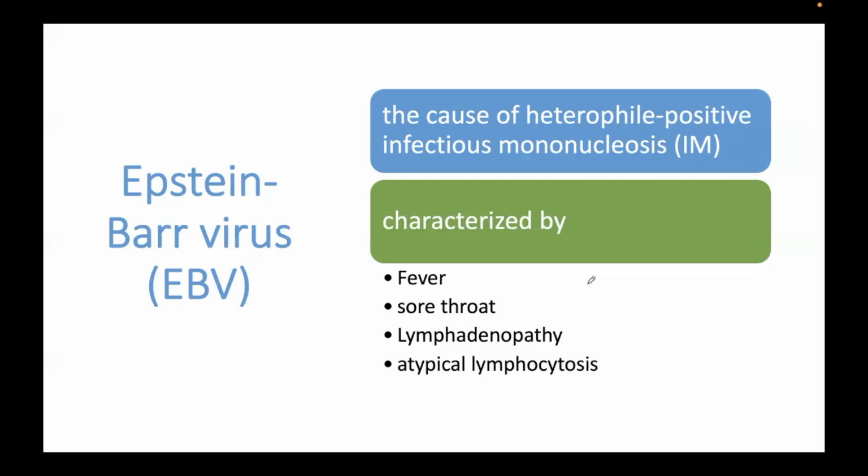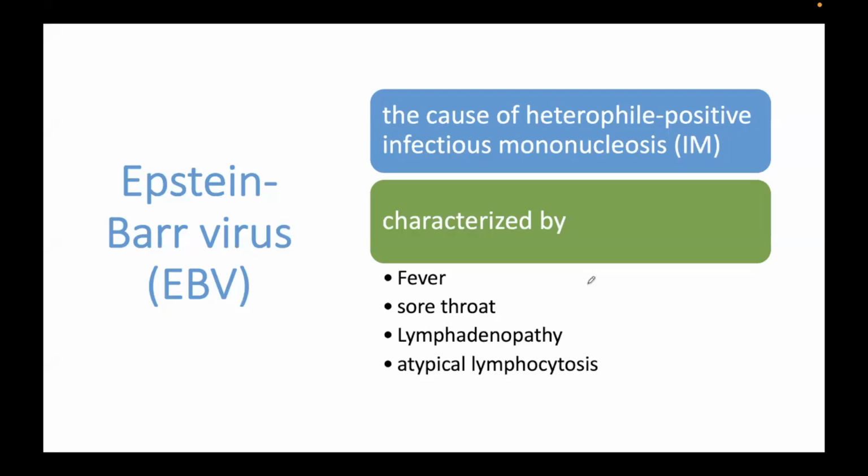Epstein-Barr virus is the cause of heterophile positive infectious mononucleosis. Now question, what is the most common cause of heterophile negative infectious mononucleosis? Okay, very good. It's CMV or cytomegalovirus.